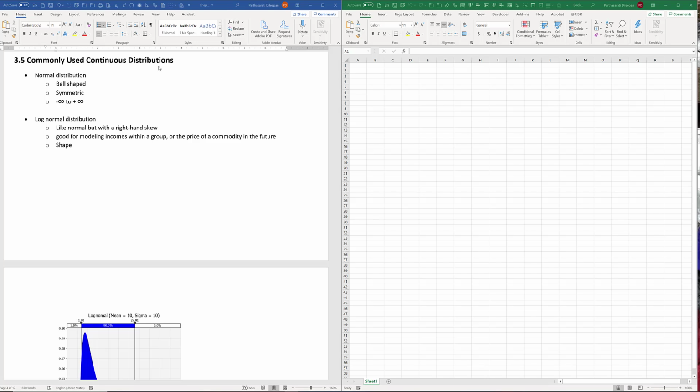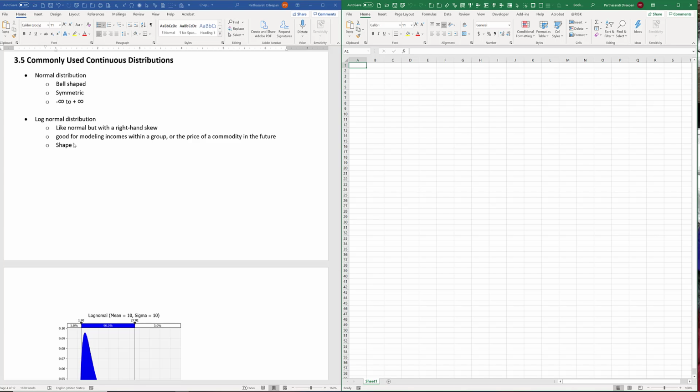Now let's look at commonly used continuous distributions. The first one is the normal distribution, which everybody is familiar with, and it's a bell-shaped distribution. It's symmetric, goes from minus infinity to plus infinity. Now the log normal distribution is like normal, but it has a right side skew.